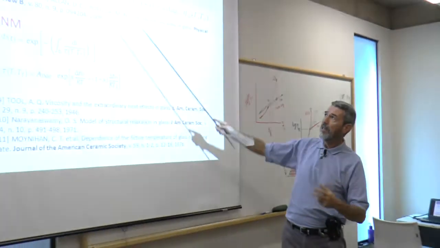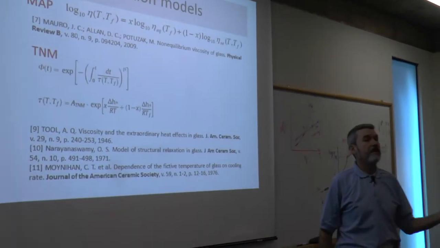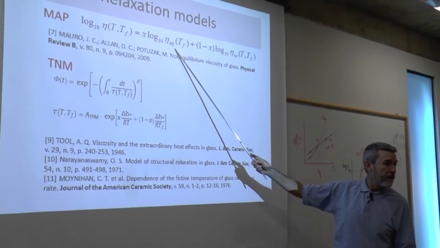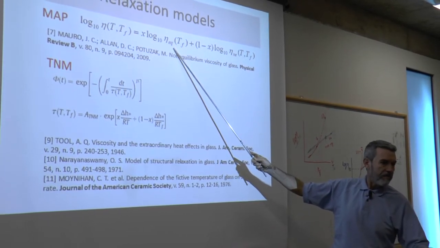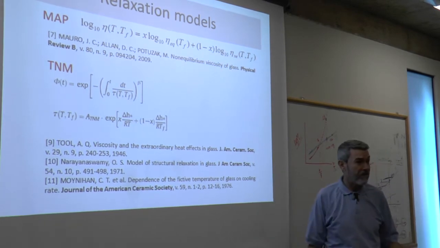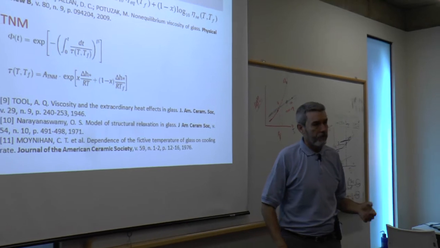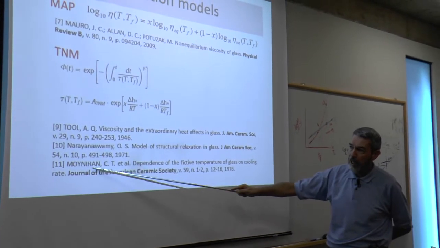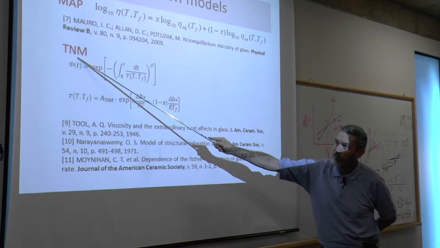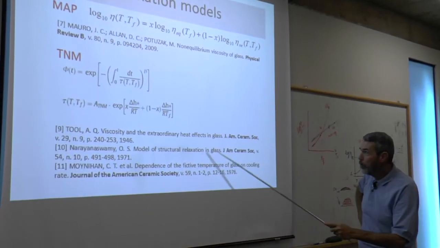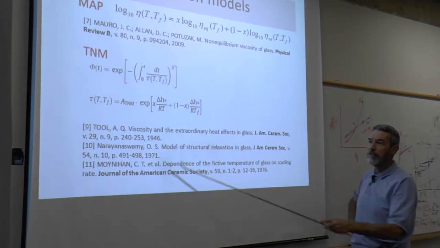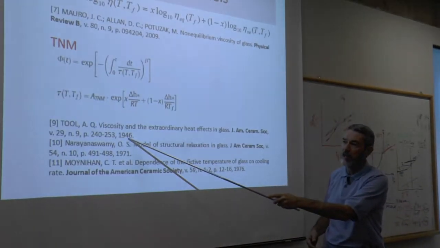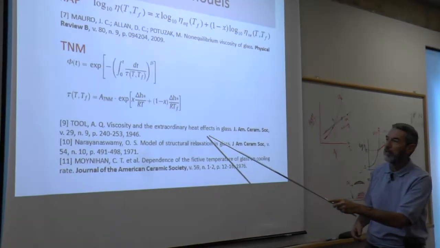I'm not giving the final equation here, but this equation has 7 unknown parameters in the end. 3 unknown parameters from the equilibrium viscosity, we have seen these 3 unknown fitting parameters, and 4 unknown parameters of the non-equilibrium viscosity makes 7 fitting parameters. There's another older equation by Tool, Narayanaswamy and Moynihan, TNM. Tool is the person who came up with this denomination fictive temperature, TF, in 1946, a very classical paper, viscosity and extraordinary heat effects in glass.